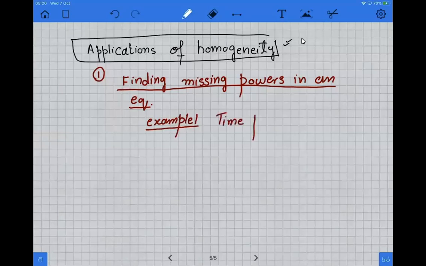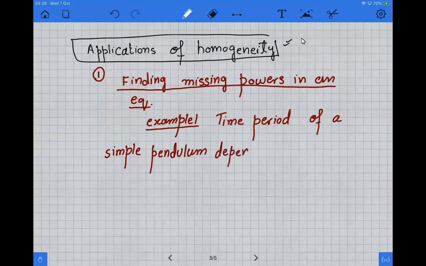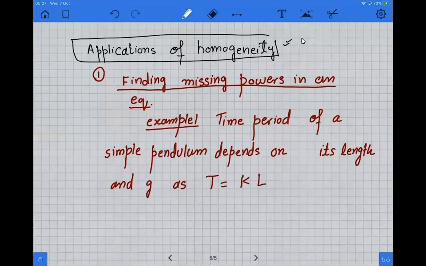Time period of a simple pendulum depends on its length and acceleration due to gravity as T is equal to k times L power m, g power n. So time period of a simple pendulum depends on the length of the simple pendulum and acceleration due to gravity according to this relation.